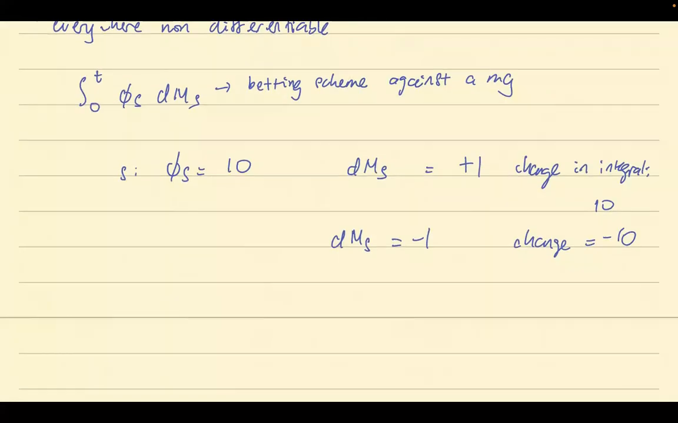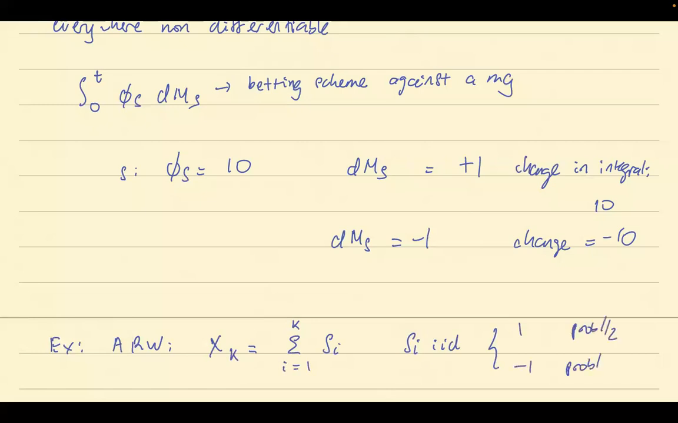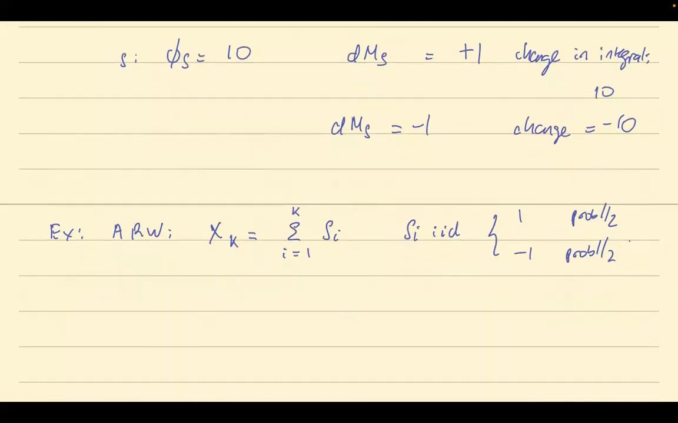Now, if you really want to make it more concrete, you think of it as a random walk. So a random walk, meaning X_k is the sum S_i, i from 1 to k, where S_i is iid, 1 with probability 1/2, -1 with probability 1/2. So you understand what happens. This is basically step right or step left. You start at 0, you go right with probability 1/2, and you go left with probability 1/2.